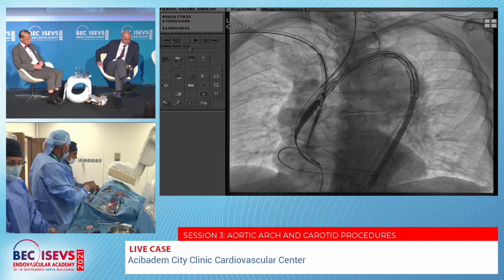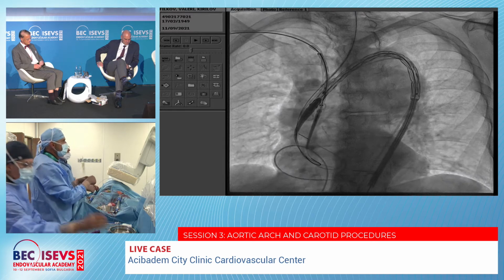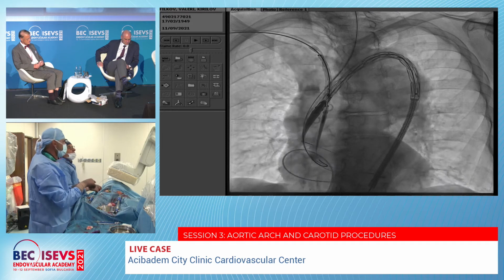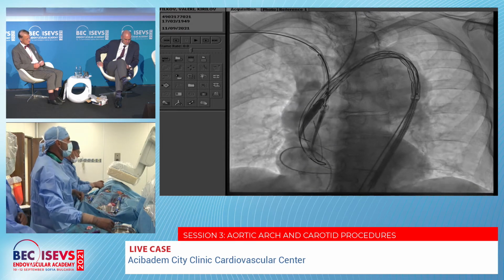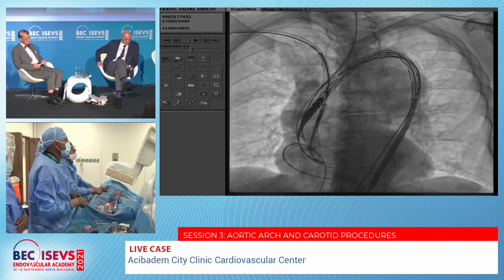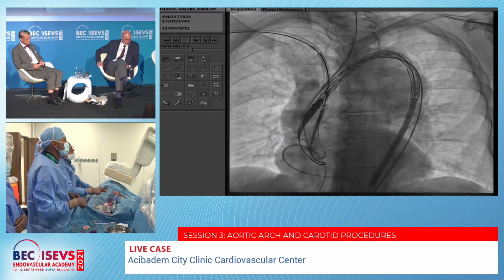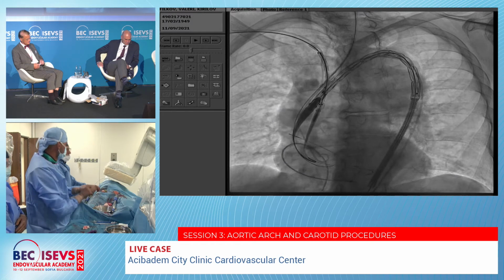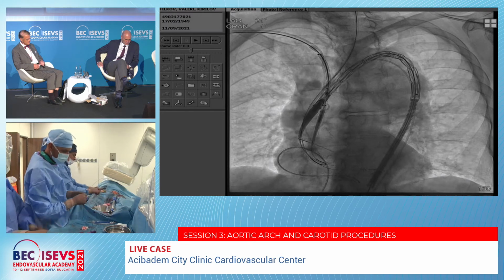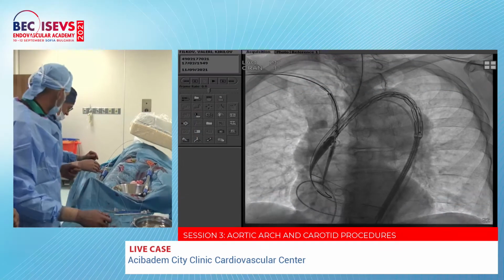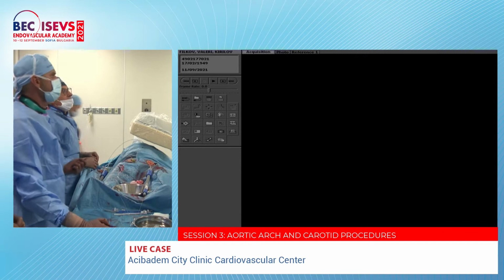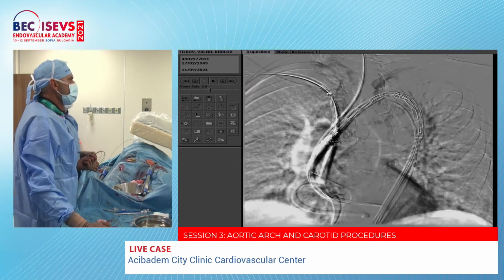There is a huge kink of the iliac artery on the right side, and because of that we have chosen the left for the main body of the aortic graft. Okay, we have now the pigtail on the aortic valve for angio, in order to take a look at the ascending aorta. Ready? Yes. Go.